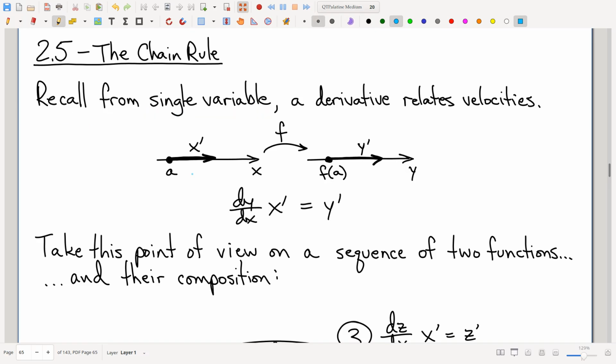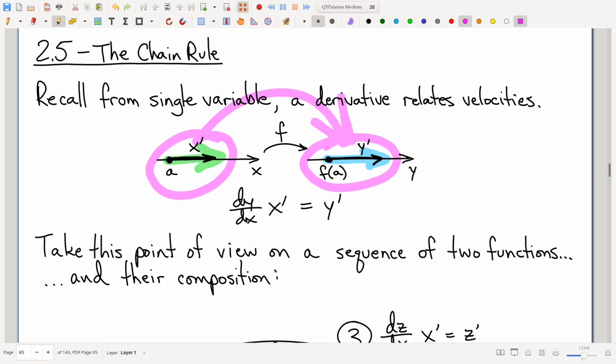All right, so here it is. The single variable point of view on derivatives that I want to push is that it's a relationship between an input velocity and an output velocity. Again, old news. You all know this from single variable calculus. If the input point is moving with some velocity and the output point is, as a result, moving with some velocity, the derivative is the thing that turns the one into the other. Specifically, the derivative is the factor that you multiply by input velocity to get output velocity.